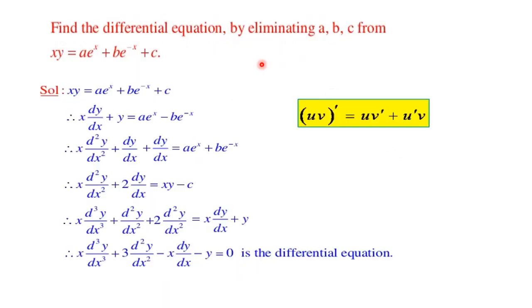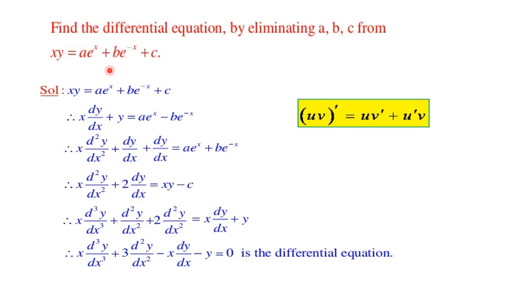Clear? We have another example: find the differential equation by eliminating a, b, c from the equation. See here, this is the equation: xy is equal to a e raised to the power x plus b e raised to the power minus x plus c, whereas c is the constant over here.